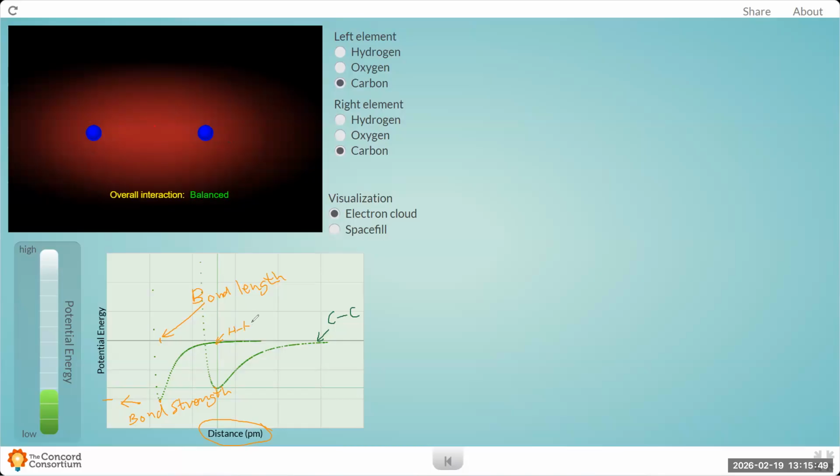Now here's a question for you. Which bond is longer? Which bond is longer on your whiteboards? HH bond or CC bond, based on the given information? Which one is the longer bond?